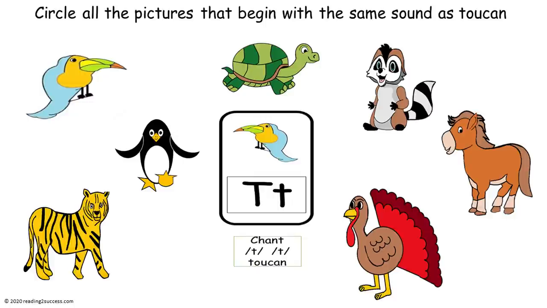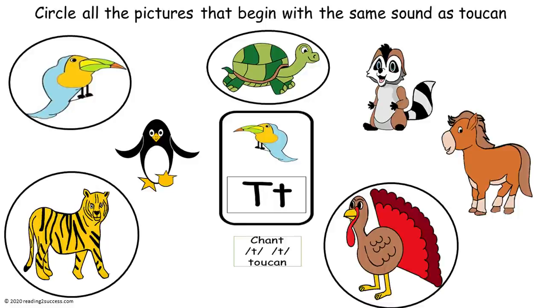Now kids need to circle all the pictures that begin with the same sound as toucan. We have raccoon, pony, turkey, tiger, penguin, toucan, and turtle. And the answers are turtle, turkey, tiger, and toucan.